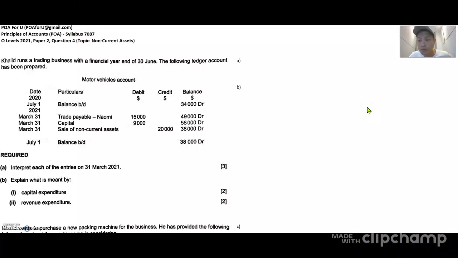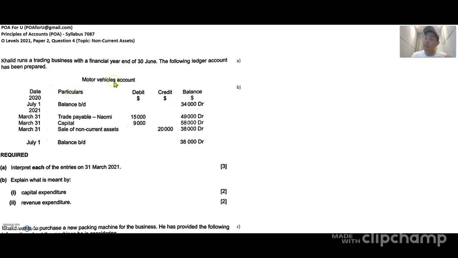So this question has a few parts, and let's take a look at the first part. They've asked us to interpret each entry on March 31st. Now, what is this table telling us? This is essentially a motor vehicle account. So any transaction that the business does that relates to motor vehicles will go through this account.